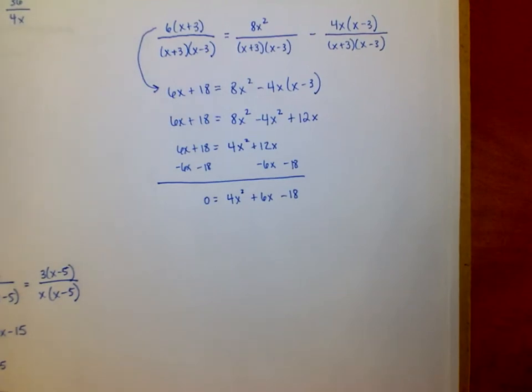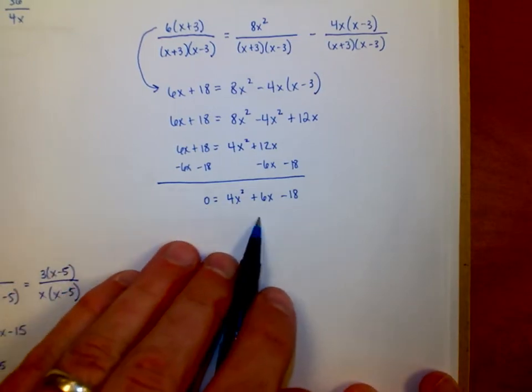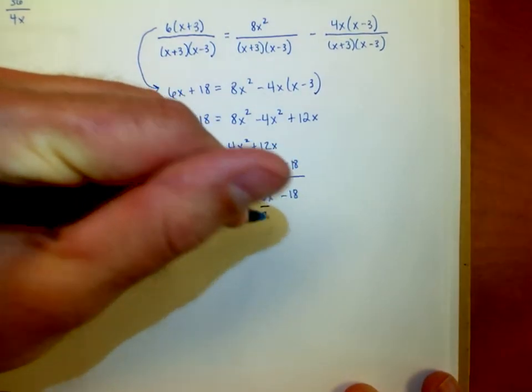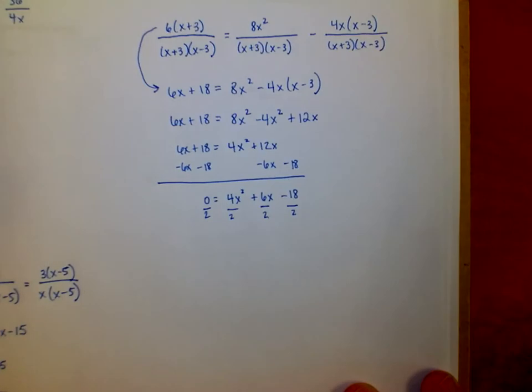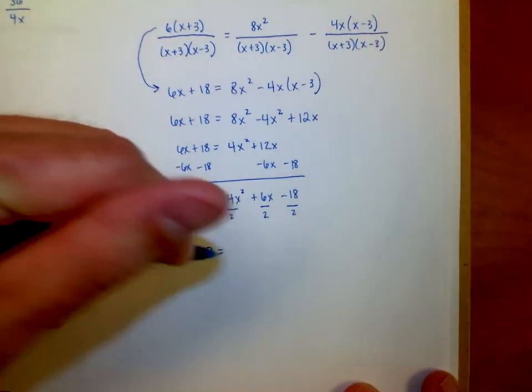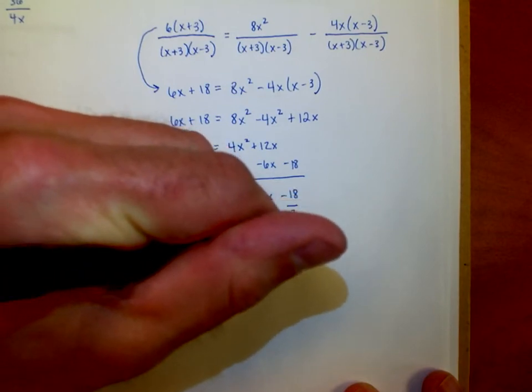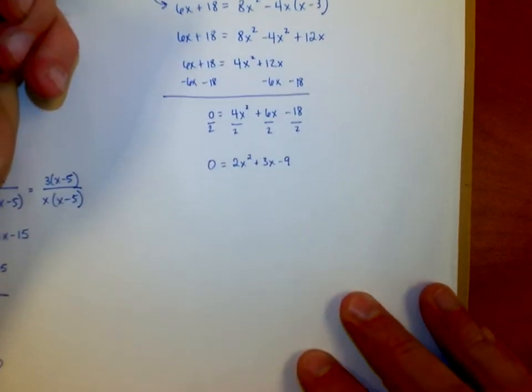Before I go any farther, I can try to factor this out, but I think it's going to be a lot easier if I notice that everything here is even, so I'm just going to divide out by 2. That's the biggest number that I can divide out and still keep everything as a whole number. So that gives me 0 equals 2x squared plus 3x minus 9. That's what I'm going to try to factor real quick.